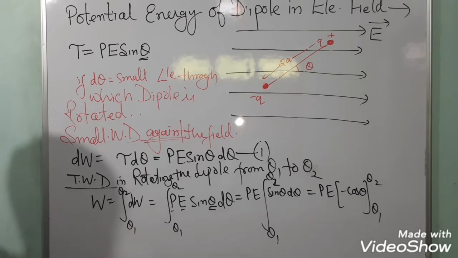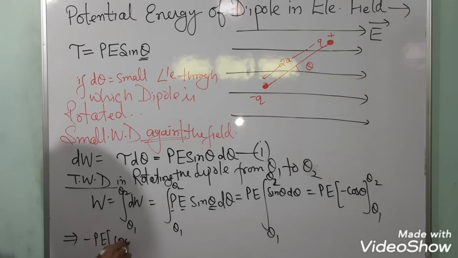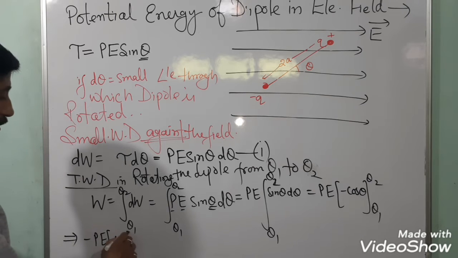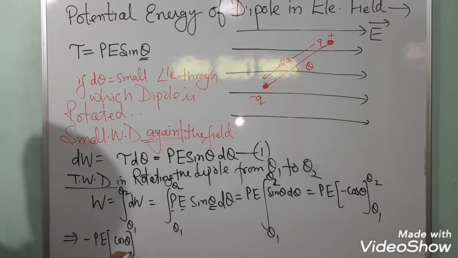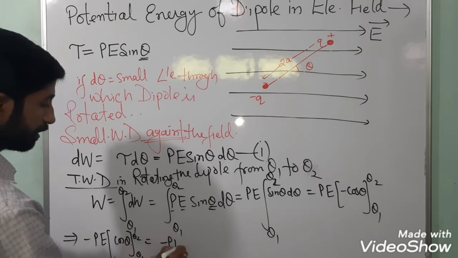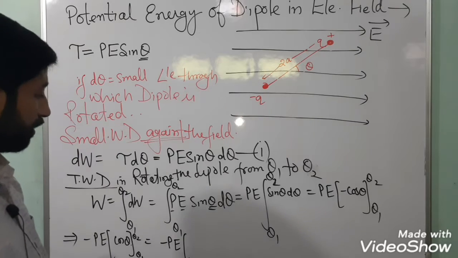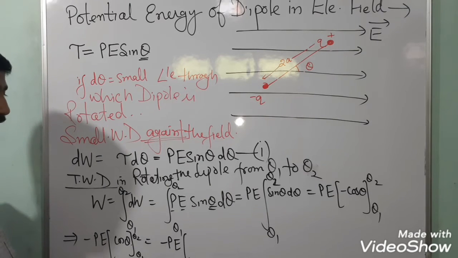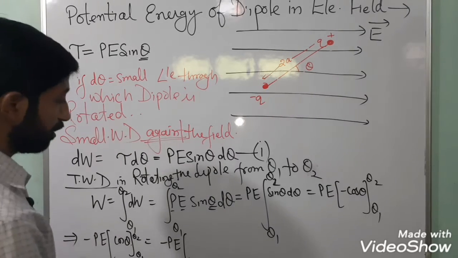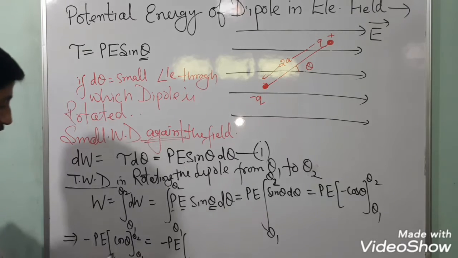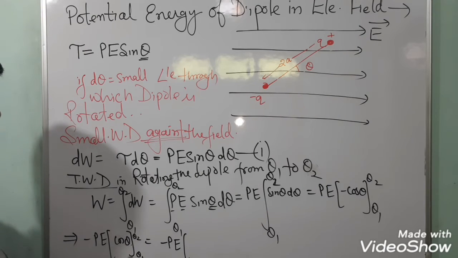Now solving this, if you want to solve it by a different method, this is minus of PE cos theta, the minus taken out simply, with limits theta 1 and theta 2. So minus PE. Remember, at this stage most students make mistakes in putting the minus in different positions. So we should be very aware of that by simply taking the minus out of the bracket and then putting the lower and upper limits.